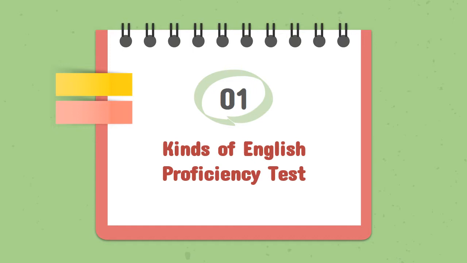English is a language that has been used globally for centuries. English plays a very important role in various aspects of life, both in communication, trade, cultural exchange, politics, and education. The ability of speaking English is also one of the requirements for anyone who will study in a country that uses English as the main language. There are several kinds of English proficiency.